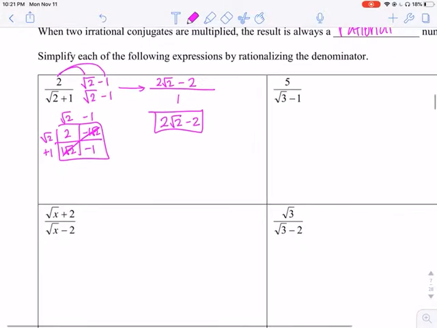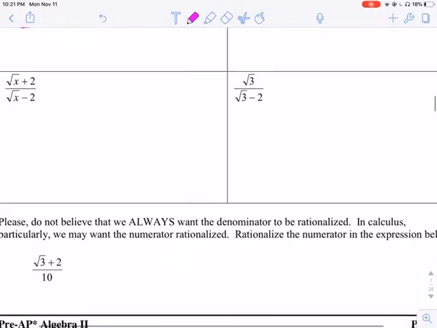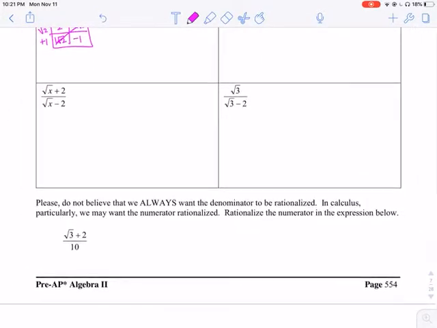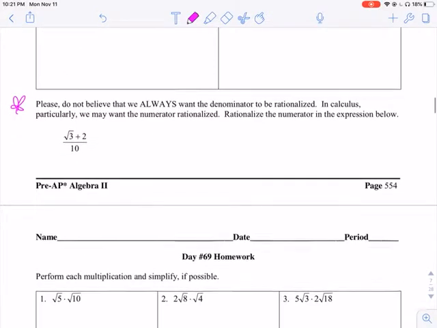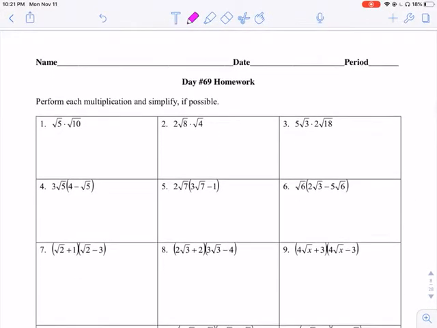Go ahead and take a moment to multiply these ones. Take a stab at it. There is a note here. It doesn't mean that we always want the denominator to be rationalized. In calculus, sometimes we want the numerator to be rationalized. You can go ahead and rationalize the numerator here if you wish. Definitely, you can skip that section, but there are situations in which you don't have to rationalize the denominator, but the numerator instead. So you guys are going to take a stab at this one.